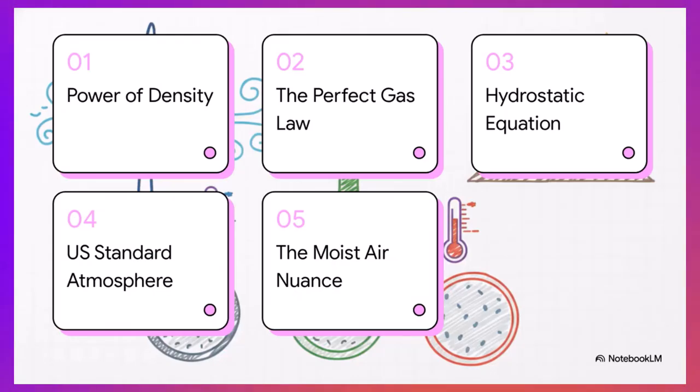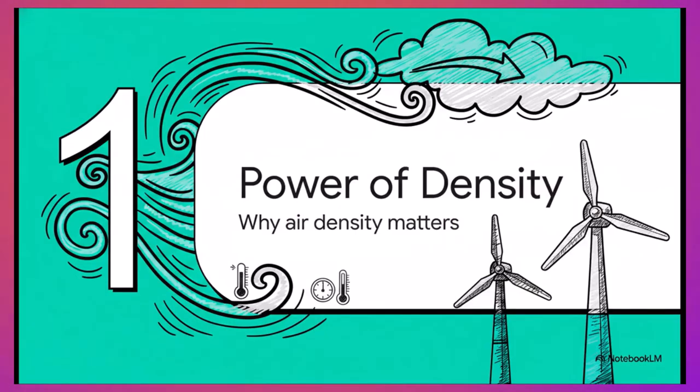Before we really get into the weeds, here's our roadmap for today. We'll start with the power of density, move on to the perfect gas law, then the hydrostatic equation, the US standard atmosphere model, and finally, we'll wrap up with the moist air nuance. All right, section 1, the power of density. Let's get right into it.